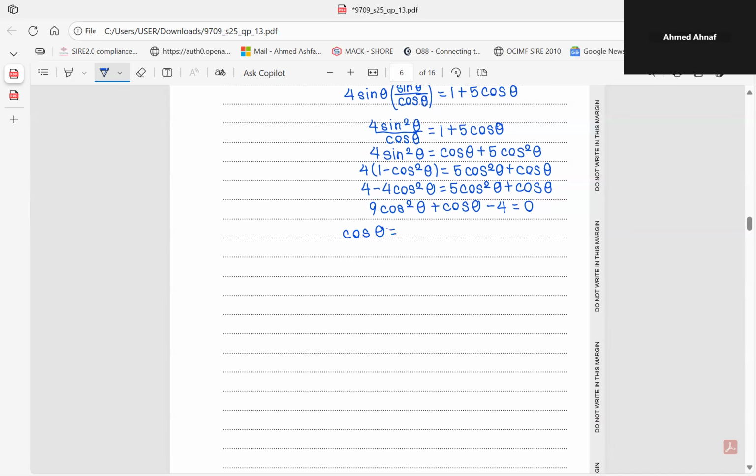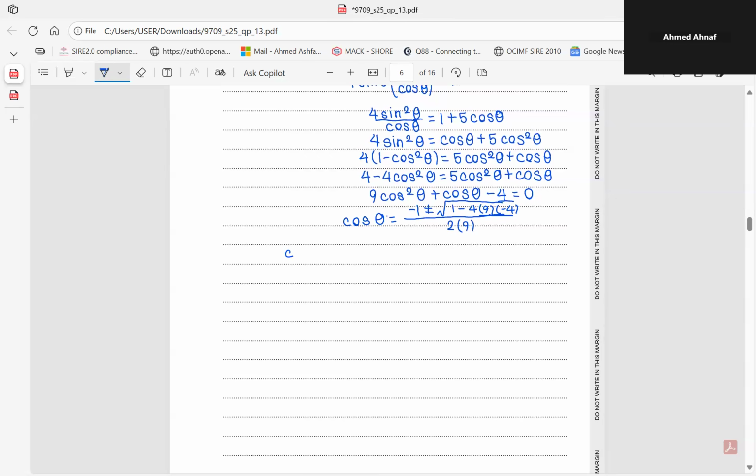So cosine theta equals minus b. b is 1, so minus b is negative 1, plus or minus the square root of b squared, that's 1, minus 4 times a, which is 9, times c, which is negative 4, over 2a, which is 18. Okay, so using this in the calculator, you will get cosine theta equals square root 145 minus 1 over 18, which is a positive value.